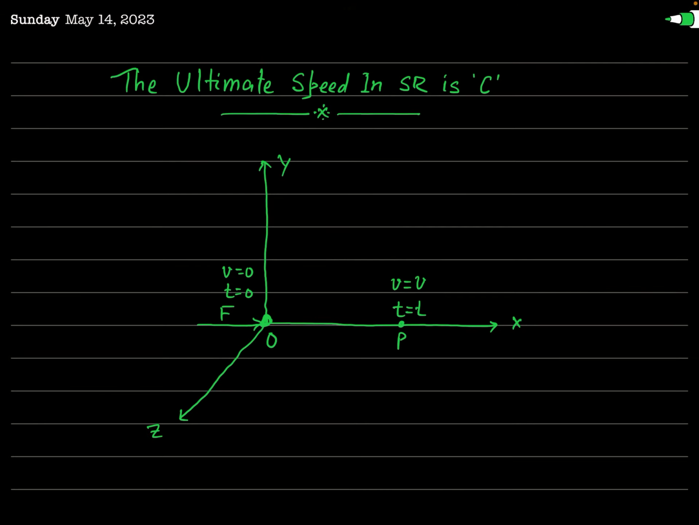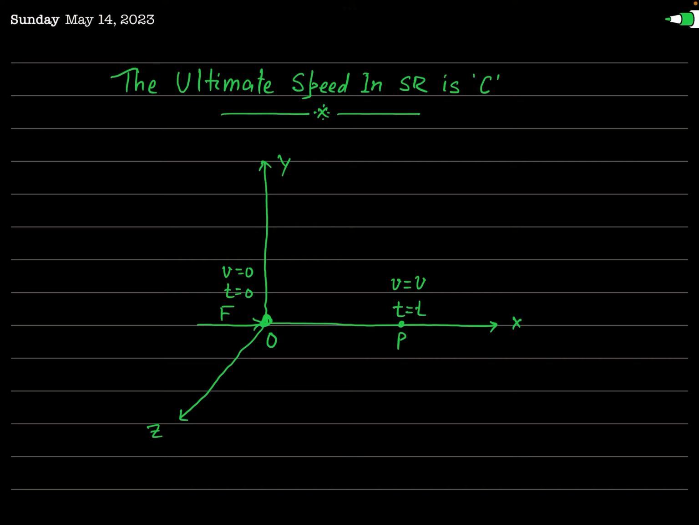We have seen in the previous lecture that there is no ultimate speed in Newtonian physics or Newtonian mechanics. We simply say that the speed of a particle may be infinity. But Einstein's special relativity imposes a restriction on the upper limit of the speed of a particle.